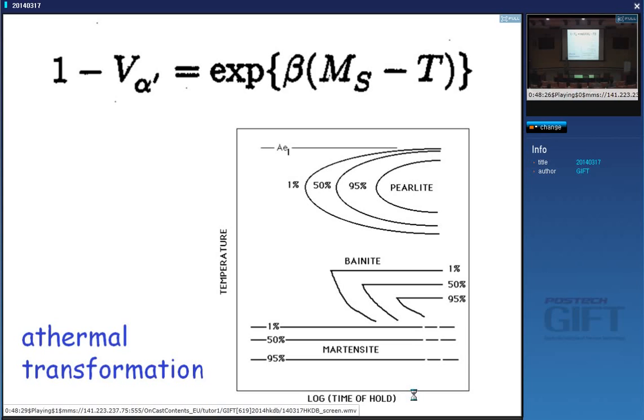Okay? So it depends on your detection limit, the time resolution of your experiment. Because a martensite plate grows from a tiny object to a big object. Therefore, time is there, but the time scale is very, very short. Okay? So for most steels, for practical purposes, you can treat it as an athermal transformation, that time is not involved. Okay?